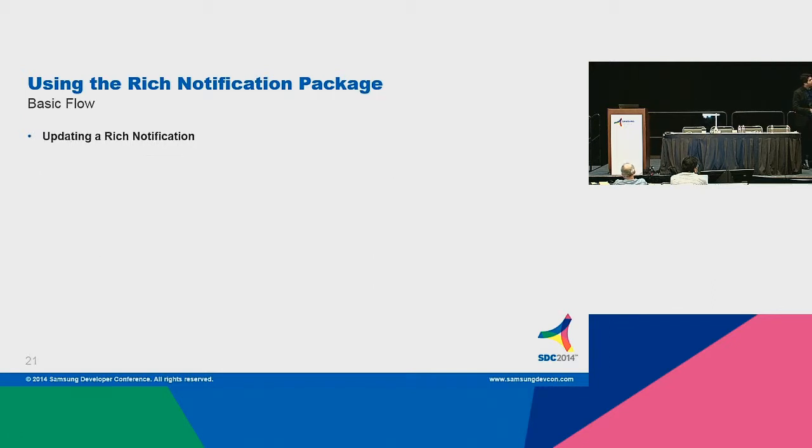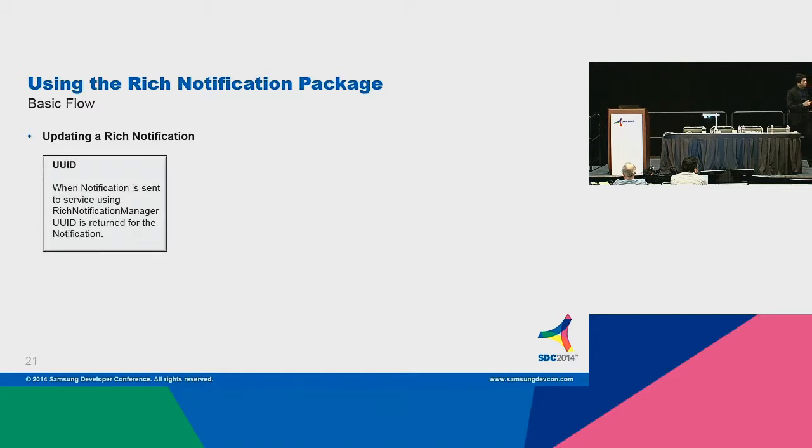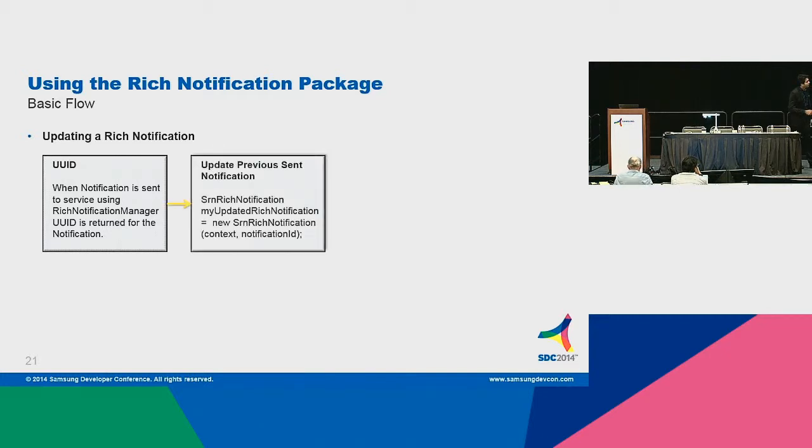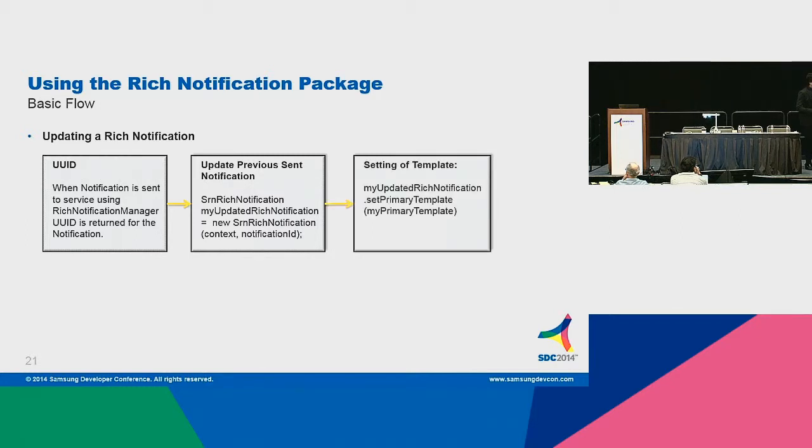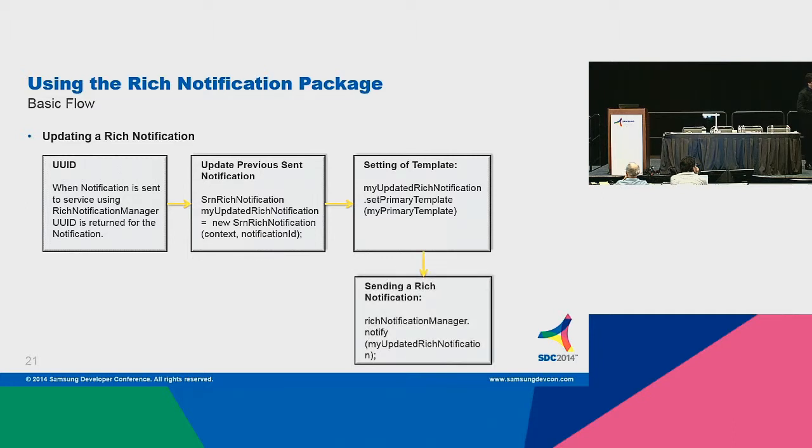Next, we will see updating a rich notification. As I said, when you update a rich notification, that is, you have already sent a notification and you want to update it, you retrieve the UUID, use this class for updating, and create the class with the UUID, the notification ID. You can change any feature of that notification and then send.